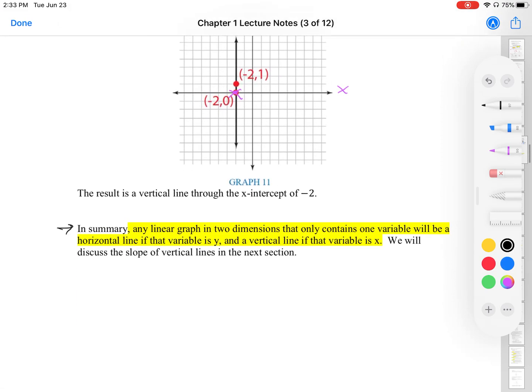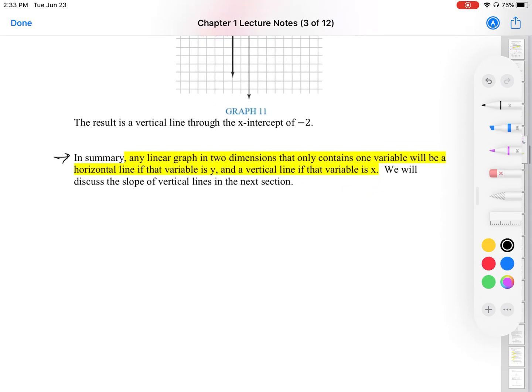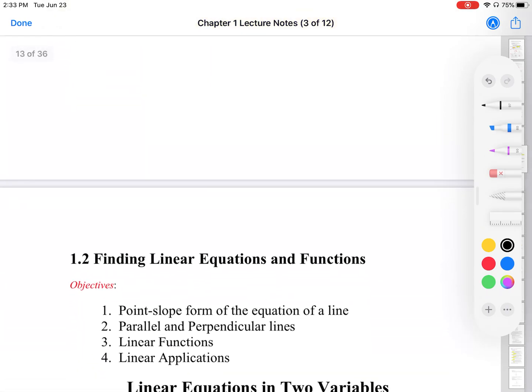In summary, any linear graph in 2 dimensions that only contains one variable will be a horizontal line if that variable is y, and a vertical line if that variable is x. We will discuss the slope of vertical lines in the next section.